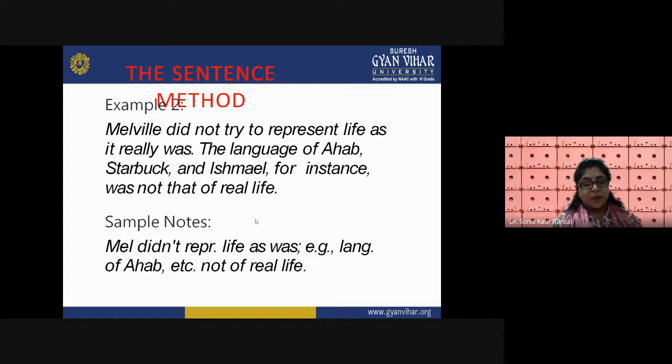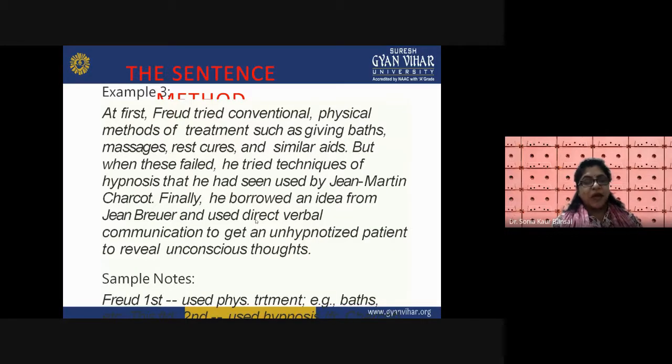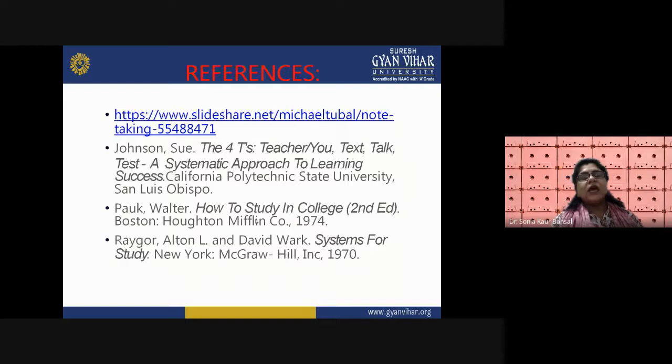So another example is here, and now this is example 3 of the sentence method. There are so many examples of the sentence method where you are going to write just sentences. Now these are some references, students, that you can go through, and you can study more about the note taking process, how it is done and how the notes are written, what the methods are, why it's important, and about abbreviations and how very useful they are in your research process and dissertation process. So students, just keep on learning.